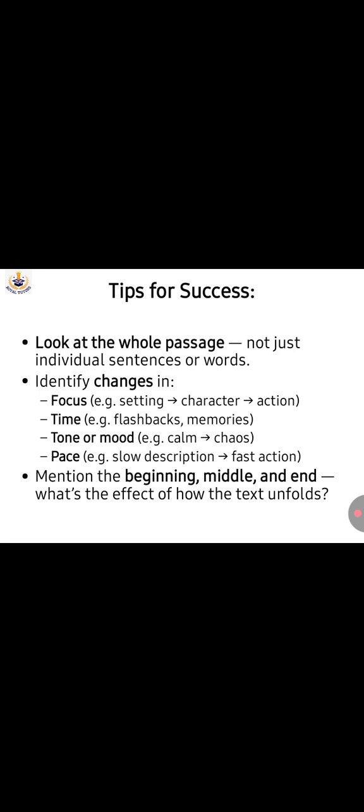Two, identify changes in one, focus, e.g., setting to character to action; two, time, e.g., flashbacks, memories; three, tone or mood, e.g., calm or chaos; and pace, e.g., slow description to fast action. Mention the beginning, middle, and end. What's the effect of how the text unfolds?